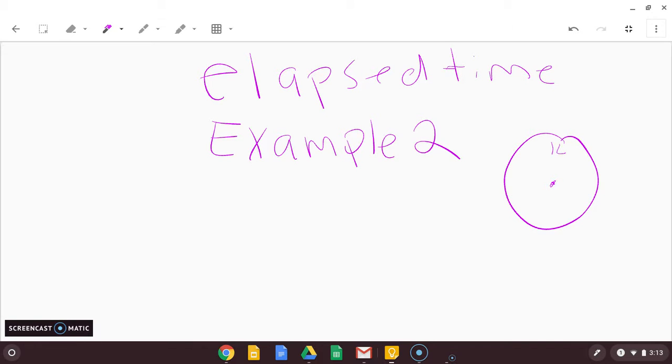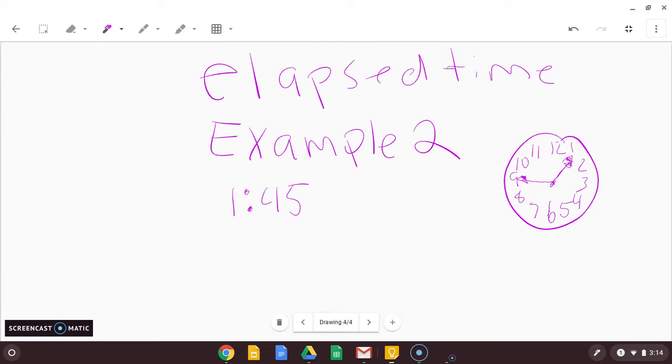So we got 12, 1, 2, 3, 4, 5, 6, 7, 8, 9, 10, 11. All right, so the hour hand is the short hand, and that's in between the 1 and the 2. And my long hand is right on the 9, it looks like. Okay, so that time right there. So first we have to figure out what time that is. So in between the 1 and the 2 is the hour. So it would be 1, the 9. If I count by 5s, I get 45.